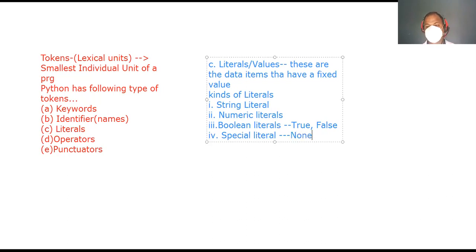What is None? This is a special literal used in Python. None means no value at all. If a variable has no value at all, nothing, it will be declared as None. a equals None means it has no value at all. We will see in detail, don't worry. It is only an introduction to this literal.